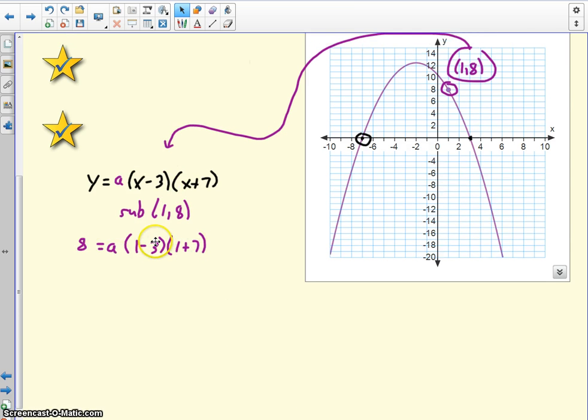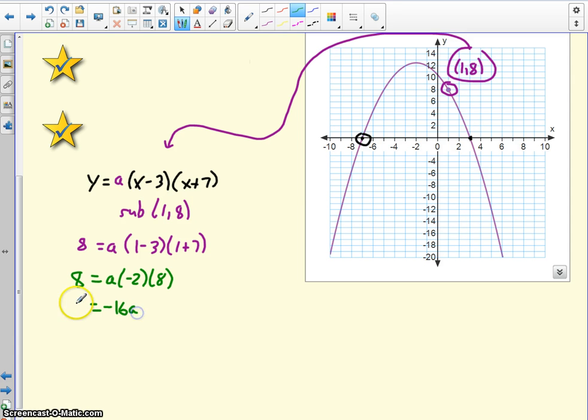Okay, so from here, once I've done this, I see the only unknown left in the equation is my a value, so I can actually solve for it. So I get 8. Here I get -2 and +8. Okay, this is multiplication, so I get -16a on the right side of the equation, 8 on the left. So when I divide both sides of the equation by -16, I end up with an a value of -1/2.